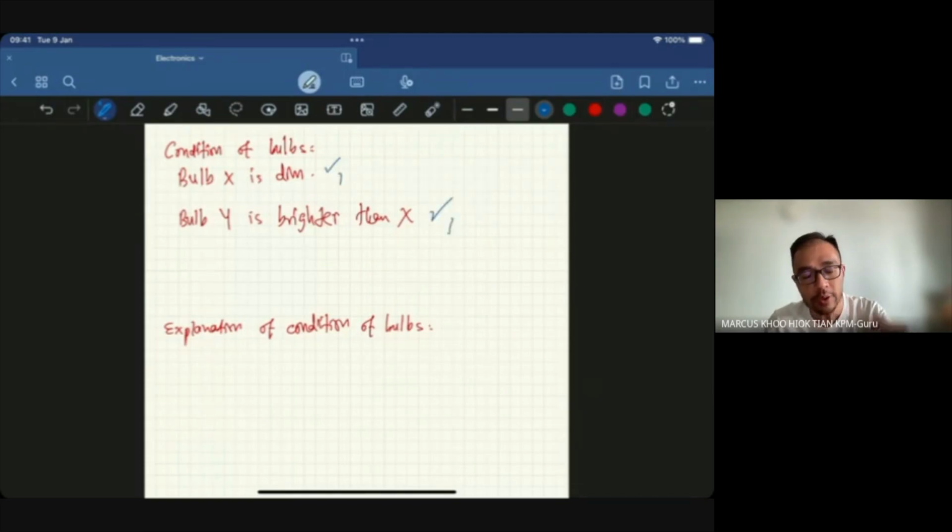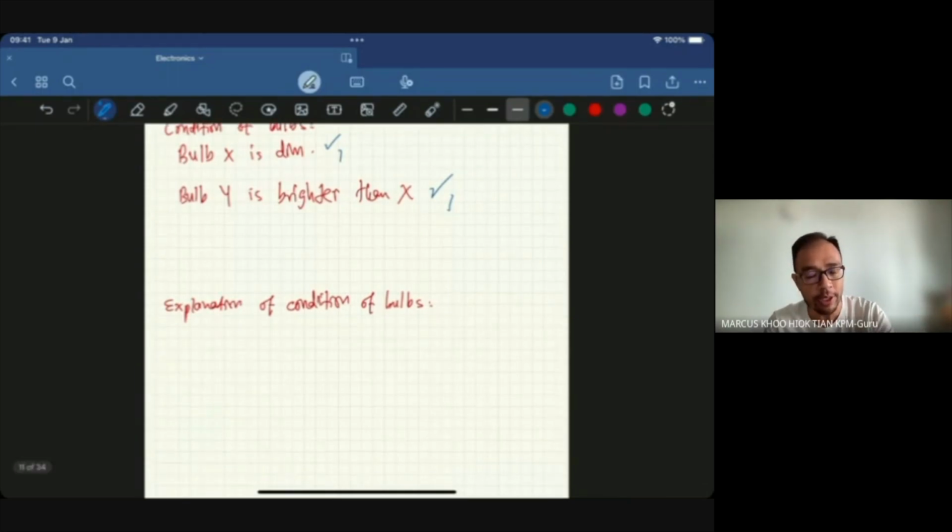This is 1 mark. So then after that, you need to explain why is it that bulb X is dim and why is it that bulb Y is bright. I think the simplest explanation for bulb X is dim is that the base current is low.